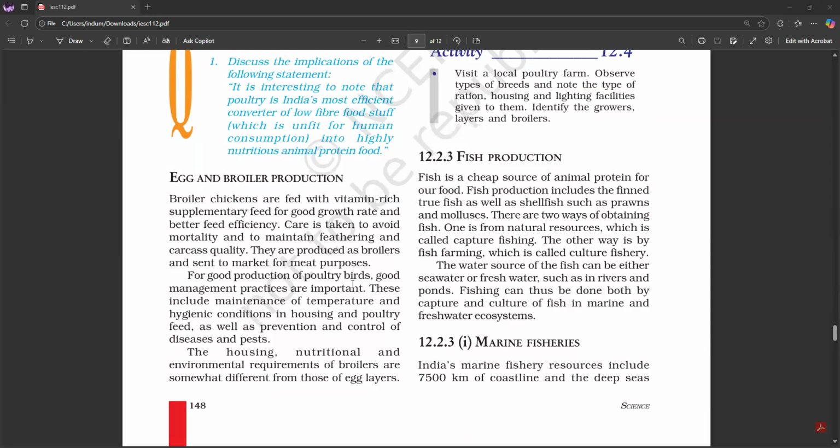For good production of poultry birds, good management practices are important. These include maintenance of temperature and hygienic conditions in housing and poultry feed, as well as prevention and control of diseases and pests. The housing, nutritional, and environmental requirements of broilers are somewhat different from those of egg layers.